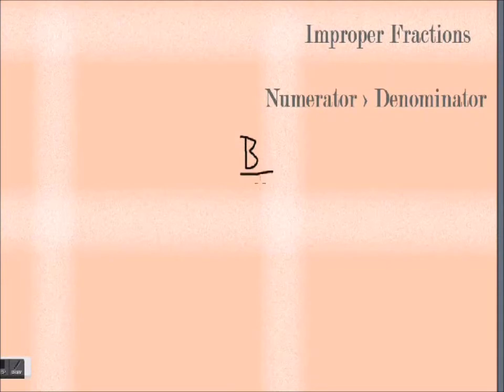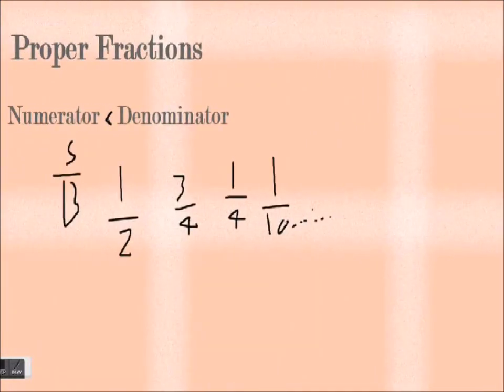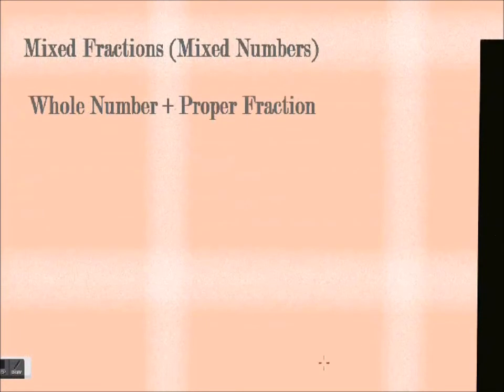The bigger number is going to go on top. So, for example, 4/3, 4 is greater than 3, and 4 is on top. 6/5, or 10/3, all of these are valid improper fractions. Now there is a third way of conveying fractions, and this one's called the mixed fraction or the mixed number.